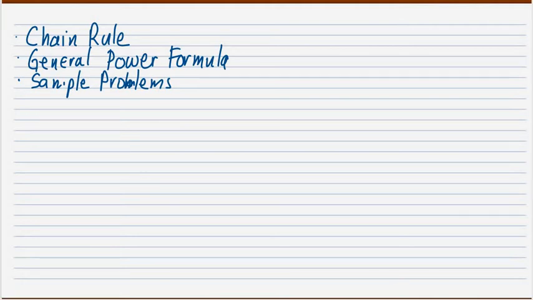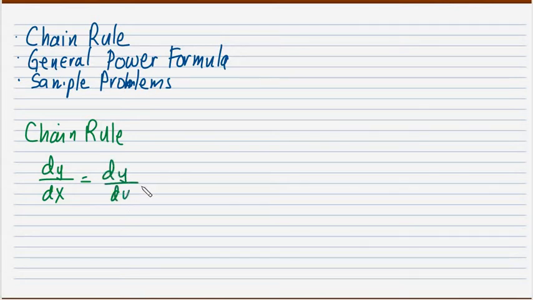So the chain rule is very basic in its sense. It's simply the derivative. To get the derivative of y with respect to x, it is equal to the derivative of y with respect to u multiplied by the derivative of u with respect to x.